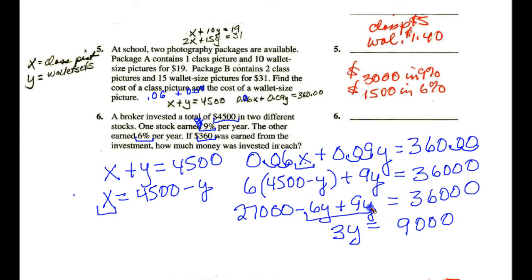I group my like terms. I get a 3y here. Transpose that, subtract it, I get 9,000. Divide both sides by 3. I get y equals 3,000. So I will have 3,000 at 9%. And if I subtract 3,000 from 4,500, I get 1,500 at 6%.